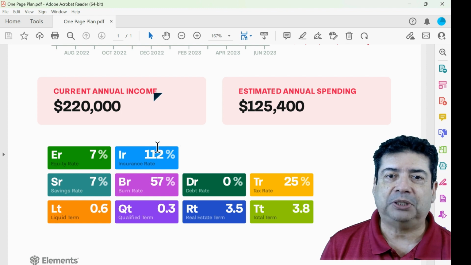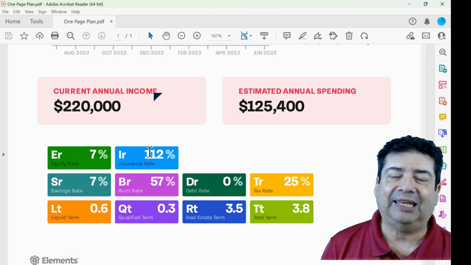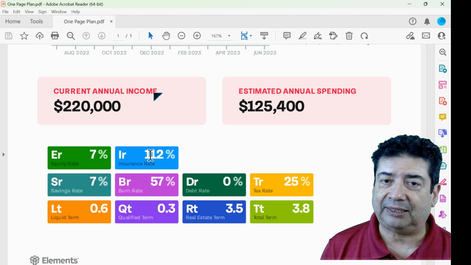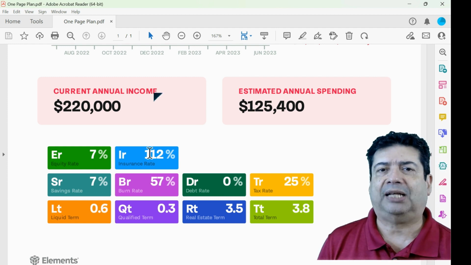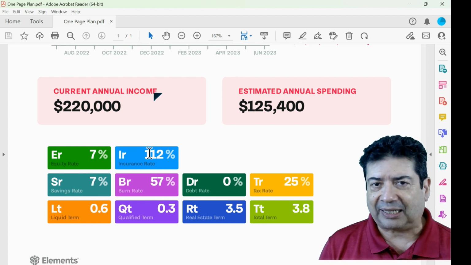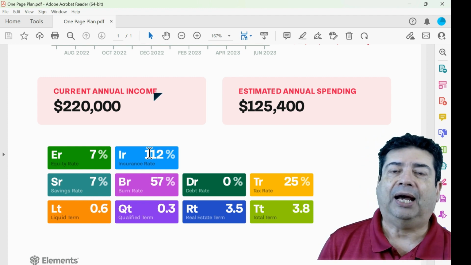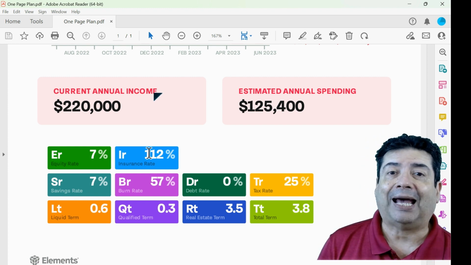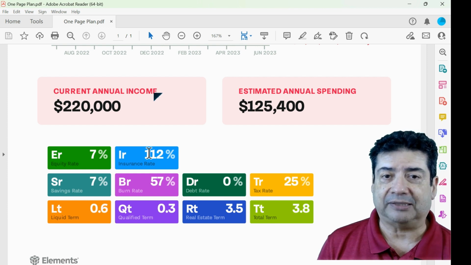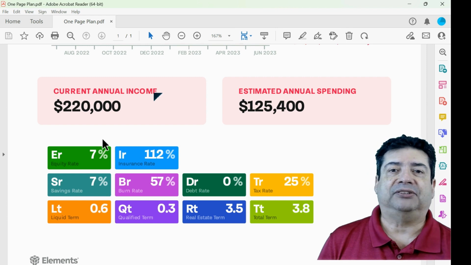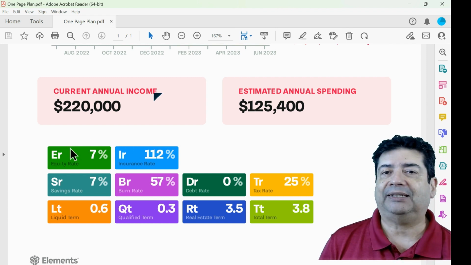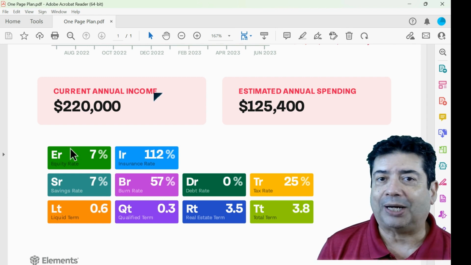I also would like to bring to your attention your insurance rate that is greater than 100%, which means that it looks like you are overinsured, but that it's okay. It's only a little bit. And that's something that we can look at in more detail and see if you can save some money on your insurance premiums. On the other hand, the equity rate, ER, is relatively low at 7%.